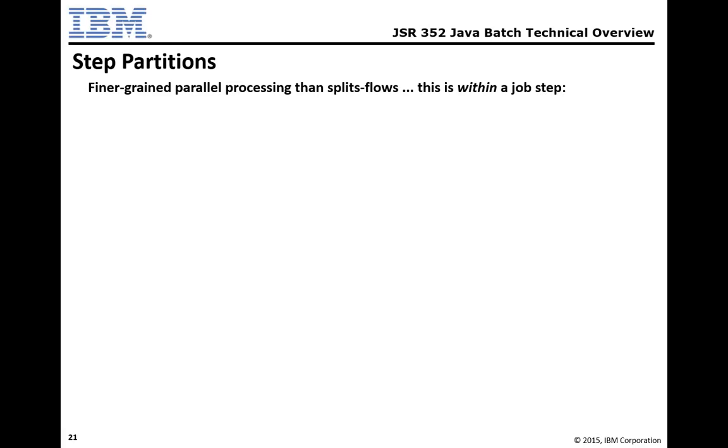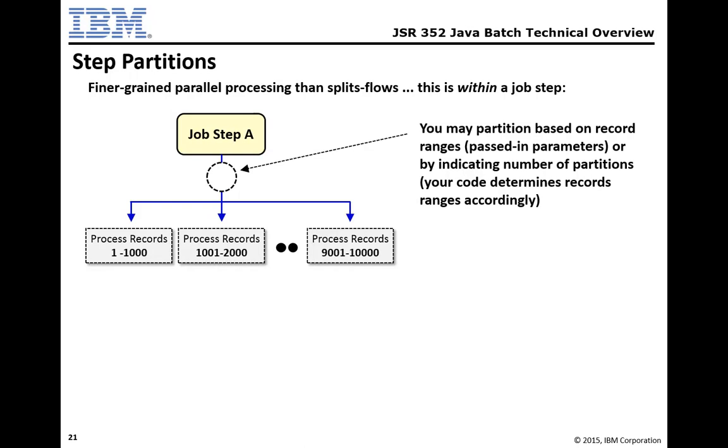Now let's look at step partitioning. This is a way to execute concurrently within a job step. Take, for example, a hypothetical job step. Imagine you know the layout of the data for that job step, and you know it lends itself to parallel processing based on ranges of the data. The partitioning of the data is really up to code you write.